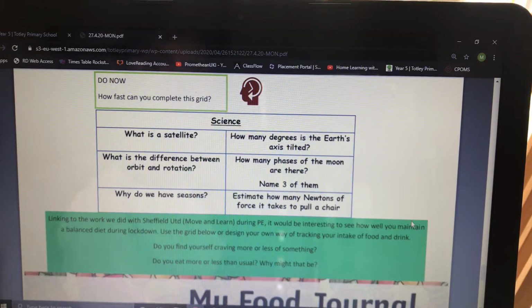How many phases of the moon are there? Well, there are 8 phases of the moon. Name 3. Well, you can have a new moon, waxing crescent, waxing gibbous, or you could have waning gibbous.